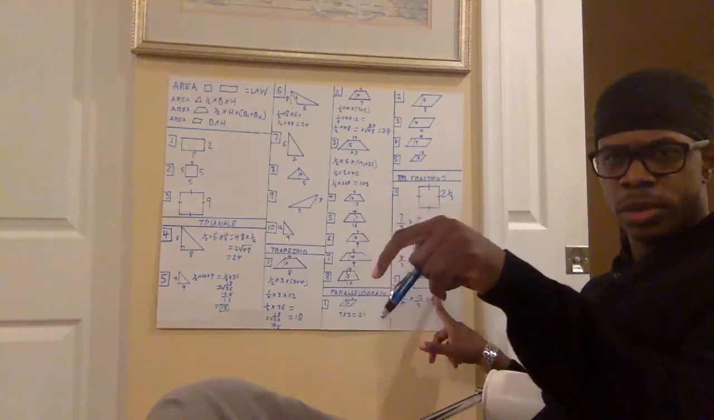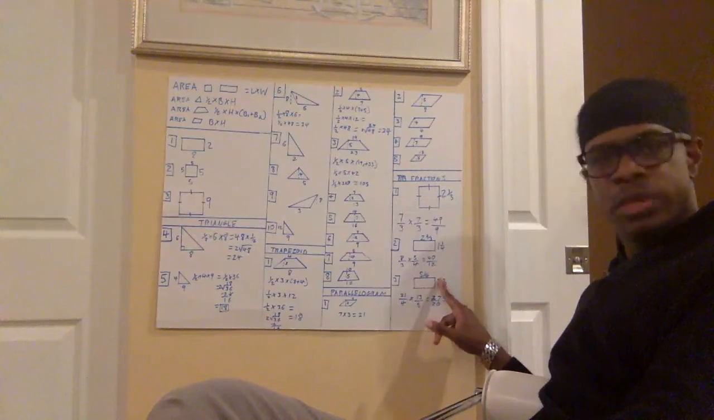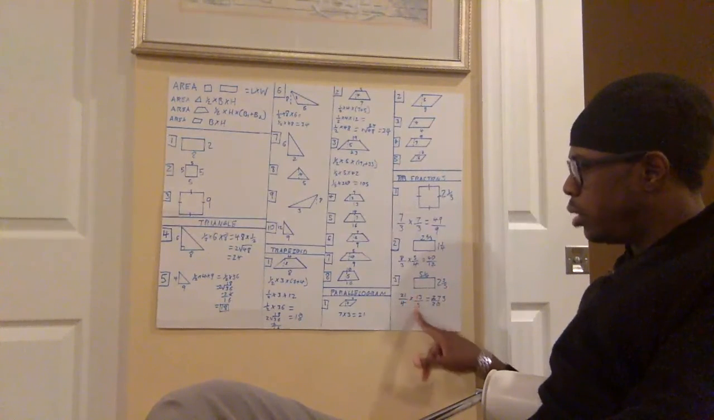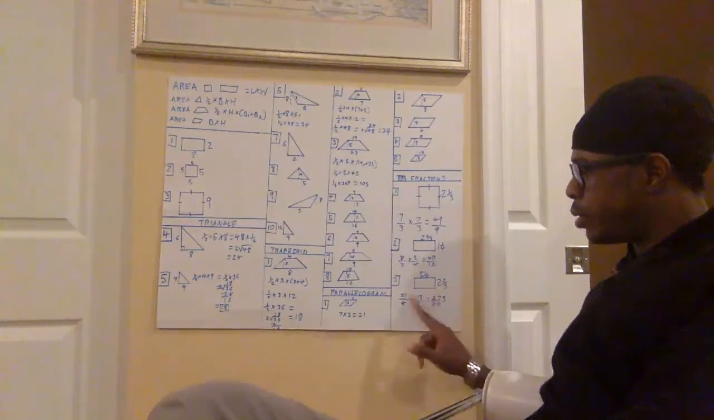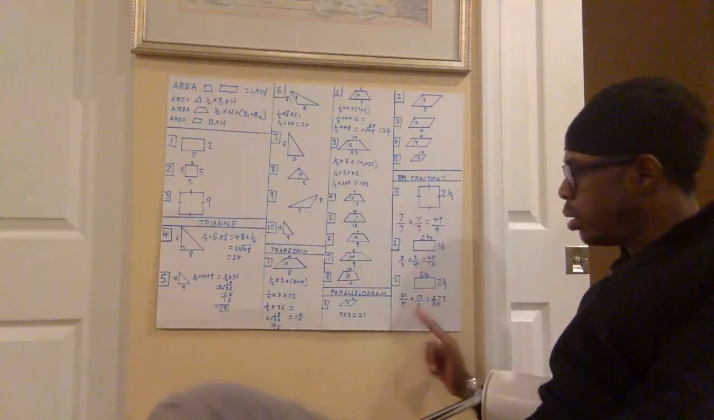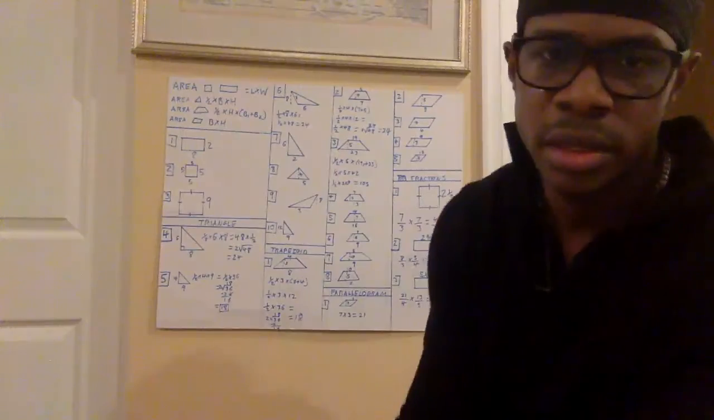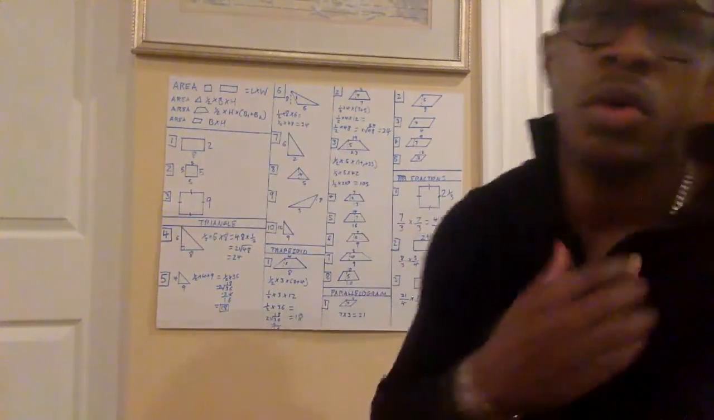Please let me know if it's too small in the comments. 5 times 2 is 10. 10 plus 3 is 13. That's 13 over 5 times 21 over 4. You go straight across. 21 times 13 is 273. 4 times 5 is 20. So your area is going to be 273 over 20.